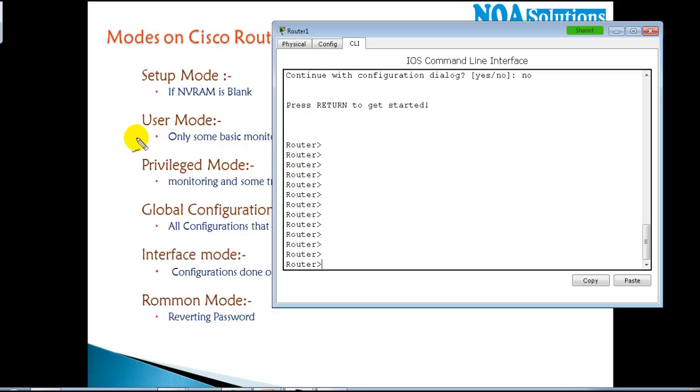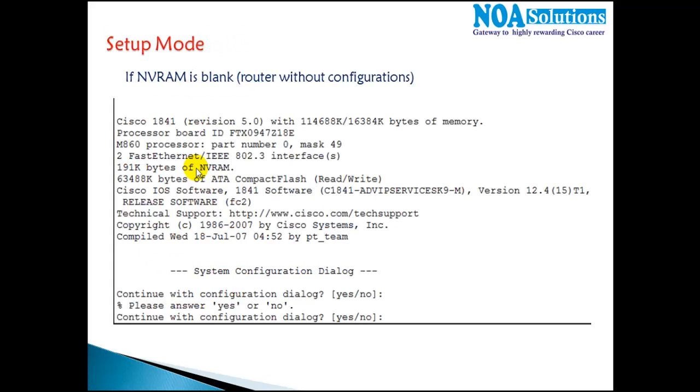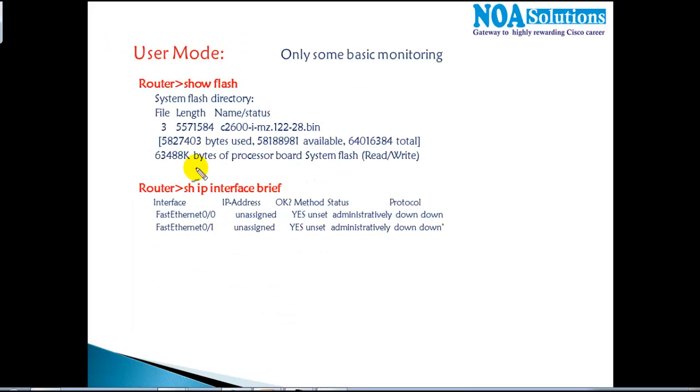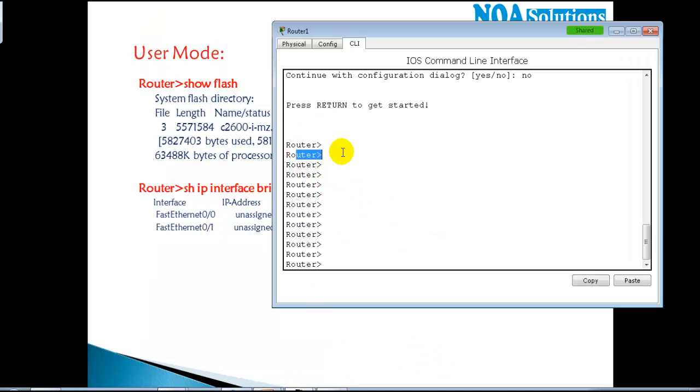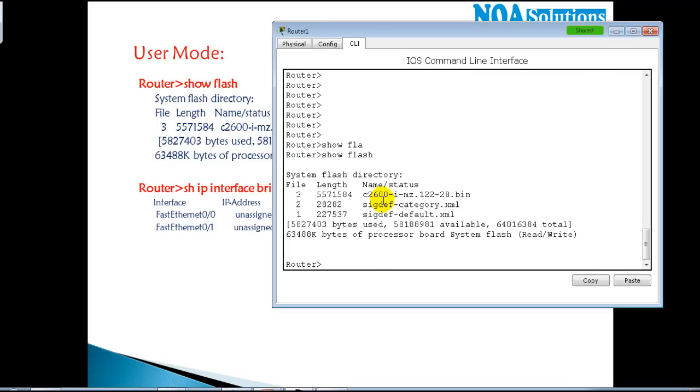The next mode you'll see, we call it user mode. In user mode, you can do only some basic monitoring commands. And how can you identify the user mode? You will see something called the greater than symbol. When you see the greater than symbol, you have to understand that you are in user mode. That's what you can see here. This is a greater than symbol, which means I'm inside the user mode. In this mode, we can only do basic monitoring commands, like I can verify what is inside my flash.